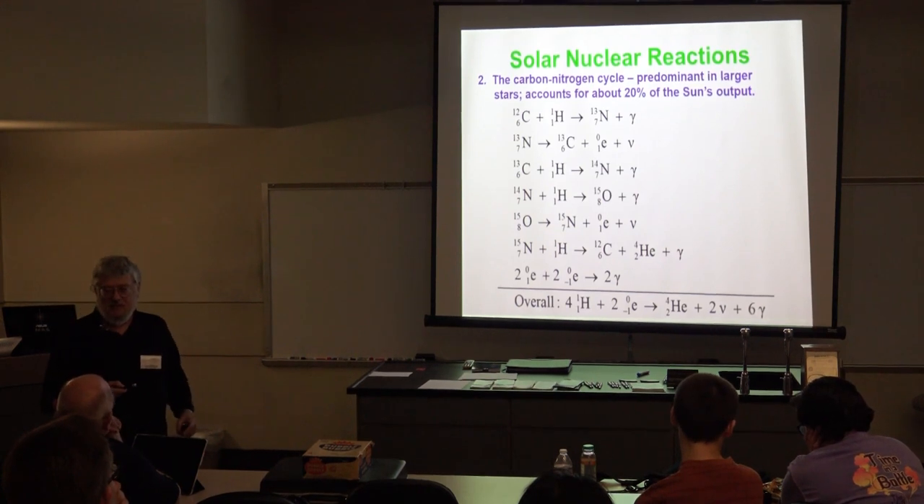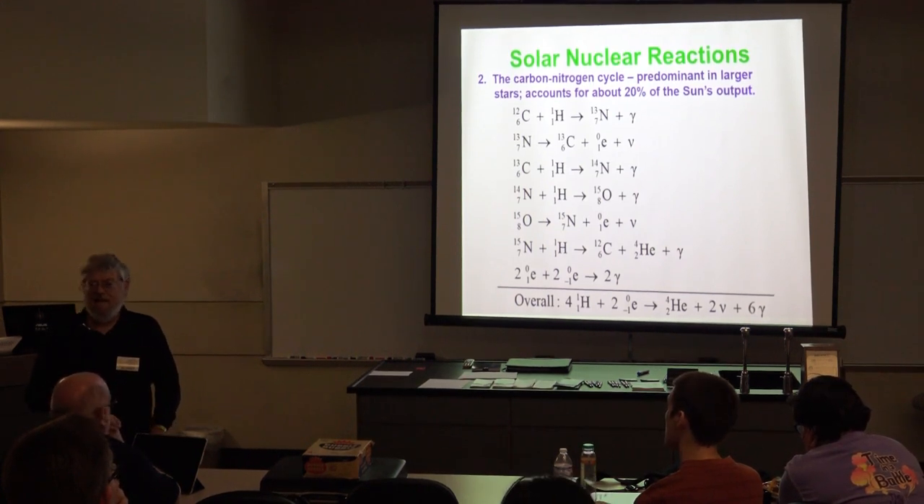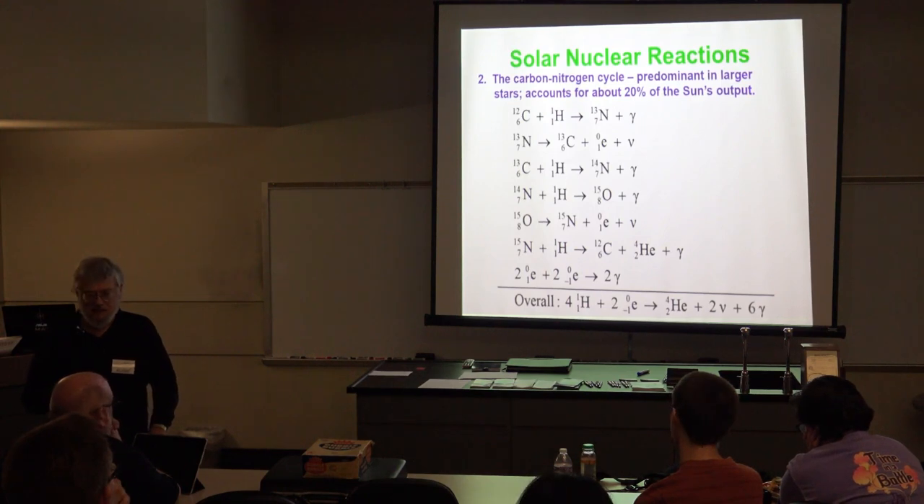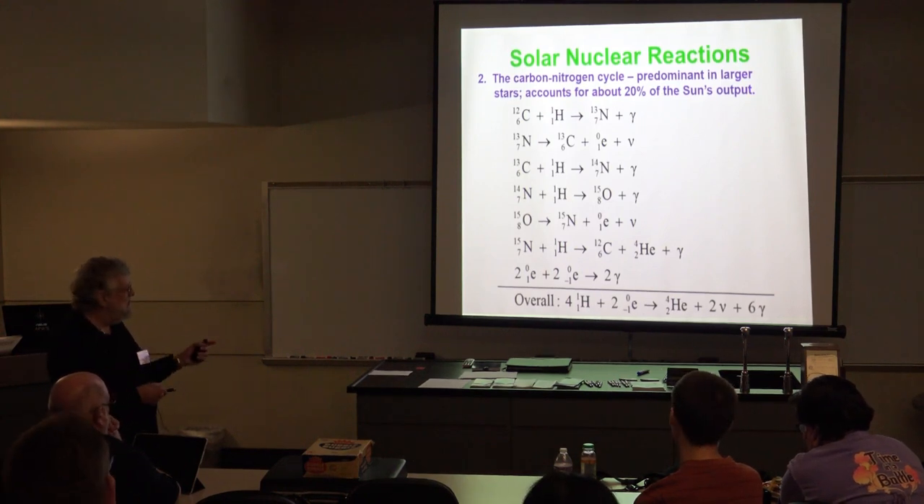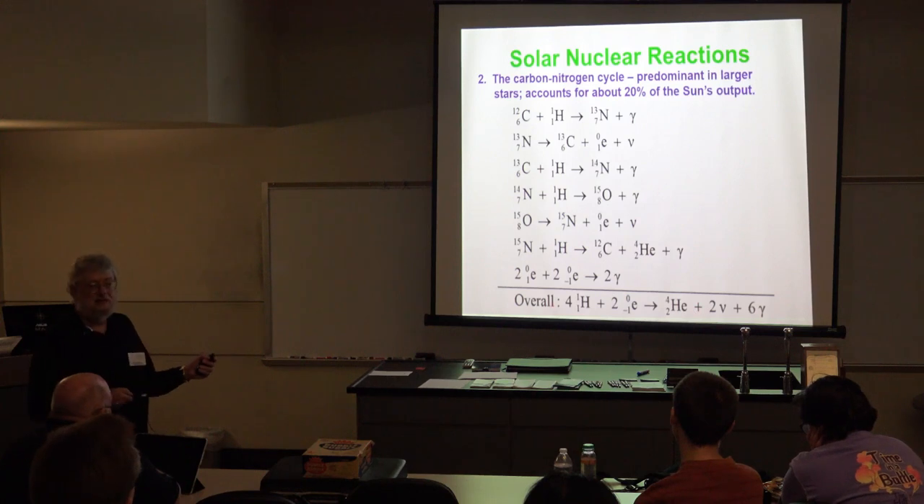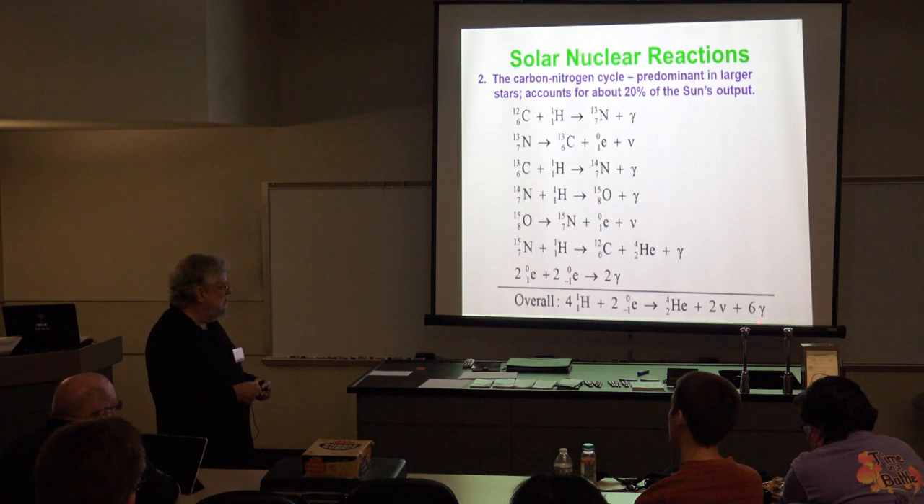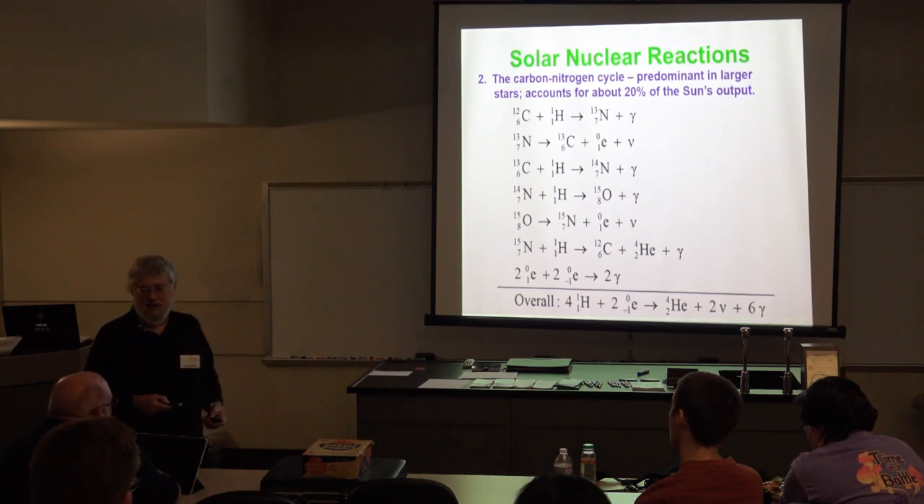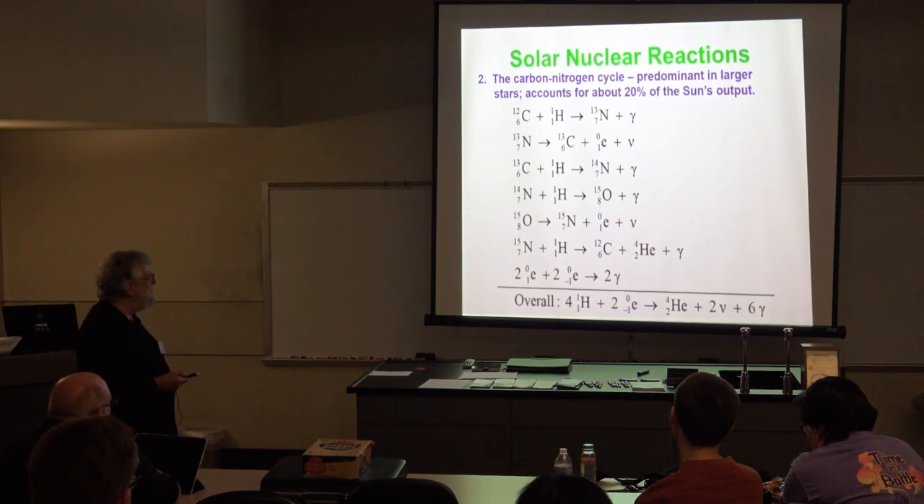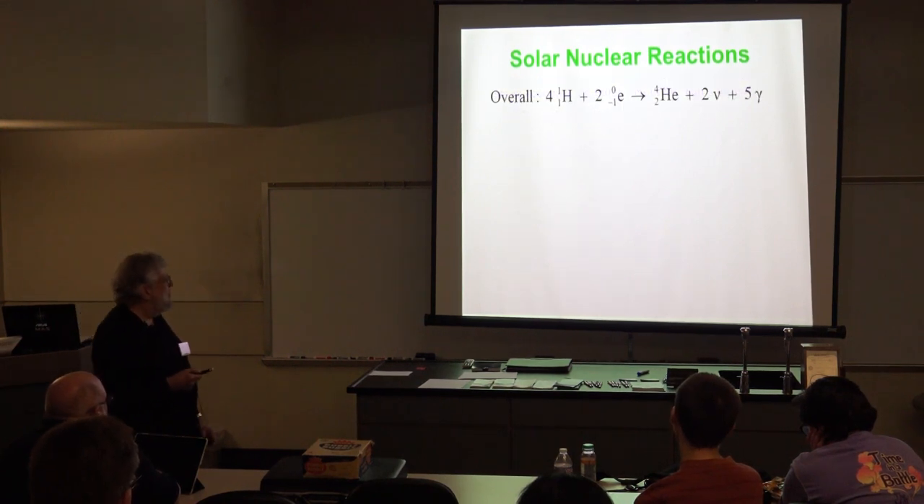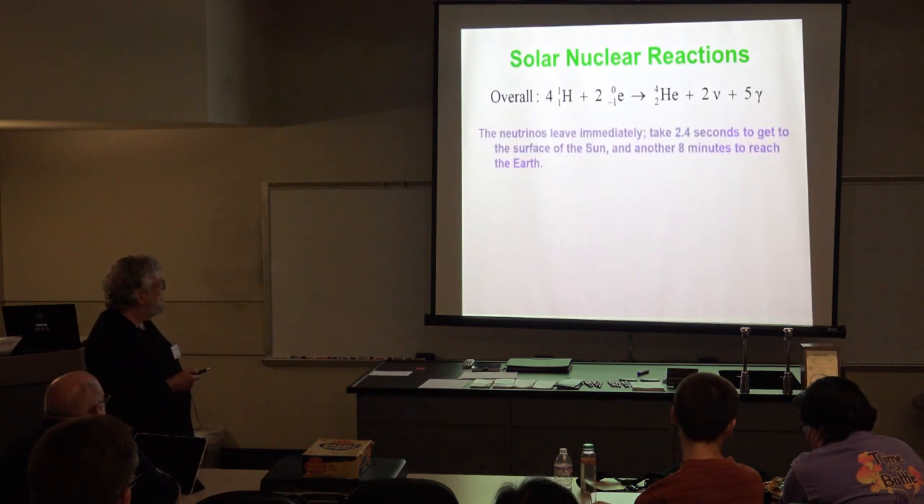Does that mean this puts out more energy? No, it puts out exactly the same amount of energy because that's determined by the difference in mass of the products and reactants. What it is, the gamma rays have different energy. The six have averaged a little bit less than the five in the previous reaction, so it works out exactly the same. So there's our overall reaction again.